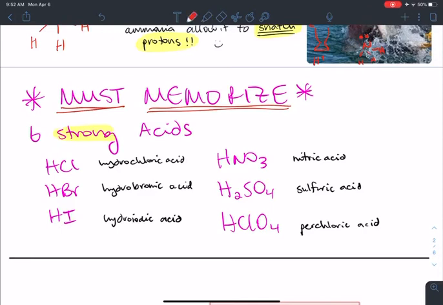But these 6 acids that you need to memorize are hydrochloric acid, hydrobromic acid, hydroiodic acid, nitric acid, sulfuric acid, and perchloric acid. And those are the formulas and the names. You need to have all of those. So these are the 6 strong acids, the only 6 strong acids that we're ever going to talk about.